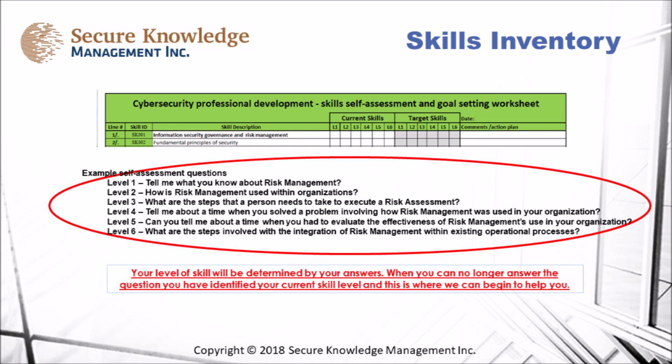The target for our knowledge transfer is level 3 and level 4. To assess level 4, we may ask a question like, tell me about a time when you solved a problem involving how risk management was used in your organization. We provided additional sample questions to test for level 5 and level 6. If you wanted to test for level 5, you might ask a question like, can you tell me about a time when you had to evaluate the effectiveness of risk management in use within your organization? And a good level 6 question is, what are the steps involved with the integration of risk management within existing operational processes?